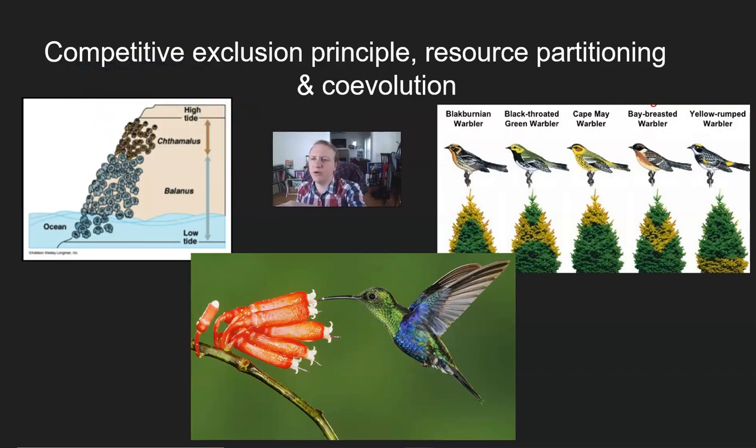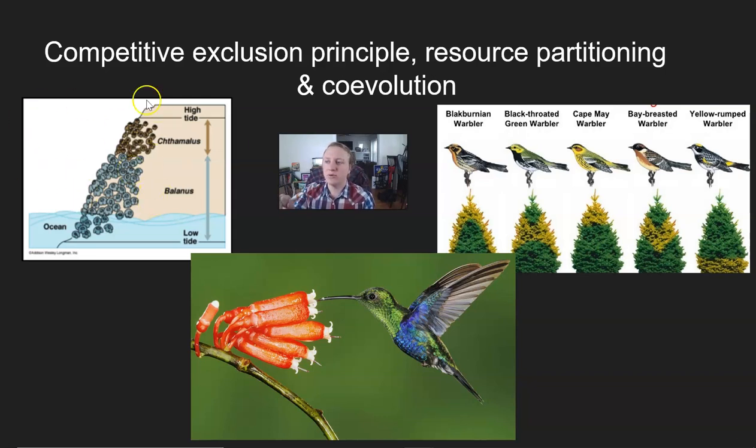So in the next lecture, we're going to talk about the competitive exclusion principle, which you guys read about with the barnacles. We're going to talk about how organisms can help to deal with that by utilizing this notion of resource partitioning. And maybe in the next lecture, maybe the one after, we're going to be talking about coevolution, which is super awesome and fun.